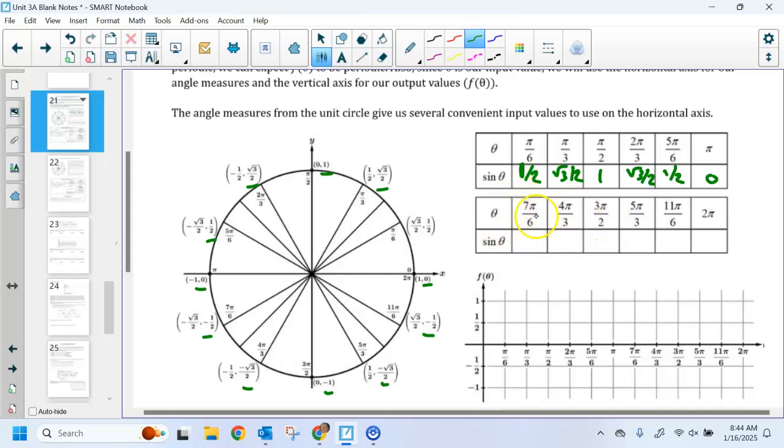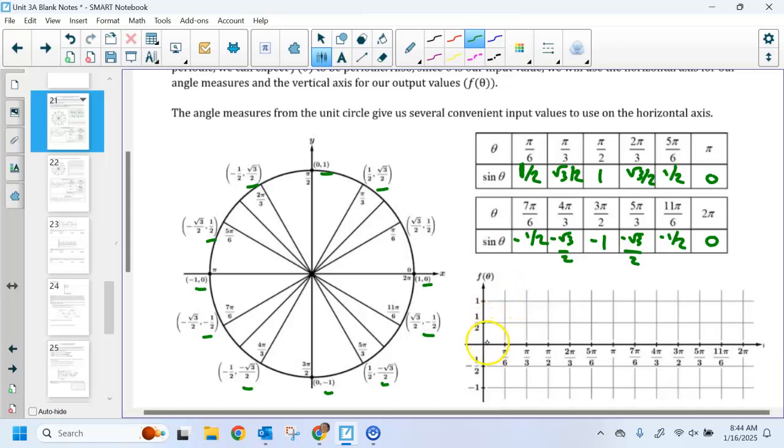On this second set, we move down below the x-axis, so our y values are going to be negative. So I have negative 1/2, negative rad 3 over 2, negative 1, again negative rad 3 over 2, again negative 1/2, and then when I come back to 2 pi, my y value is 0. So I can take this table of values and plot them on a grid.